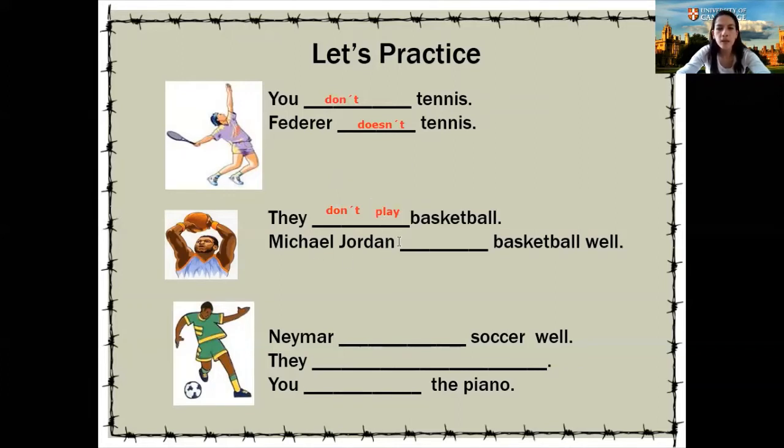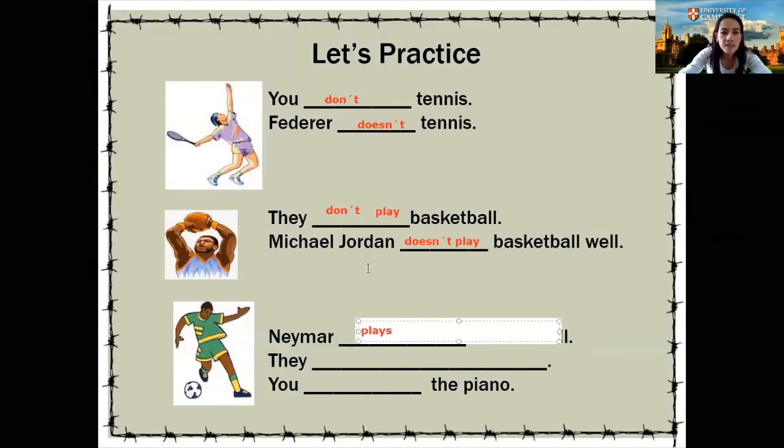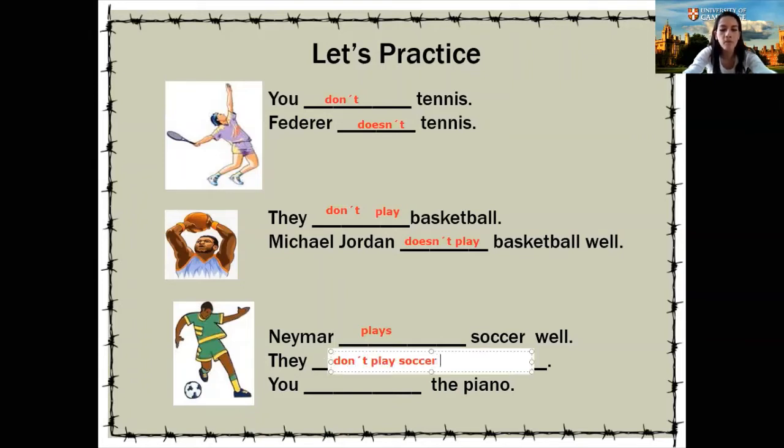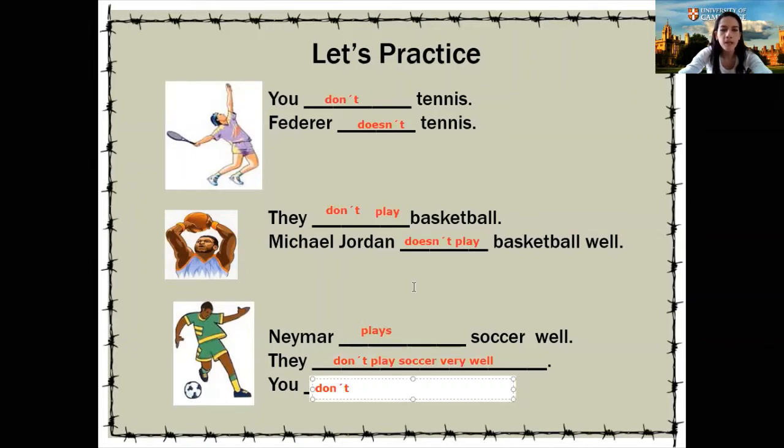Michael Jordan doesn't play basketball very well. Okay? Well, he plays basketball very well, but this is an example. Neymar plays soccer well. Remember the S in the verb. They don't play soccer very well. And you don't play the piano. Okay? This is the correct form of using the present simple. All right?